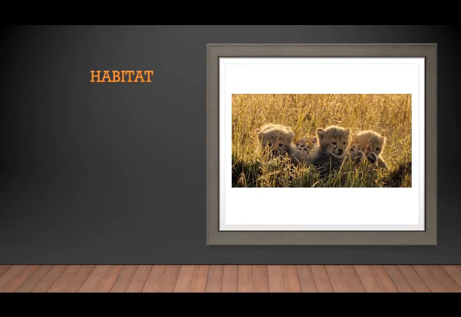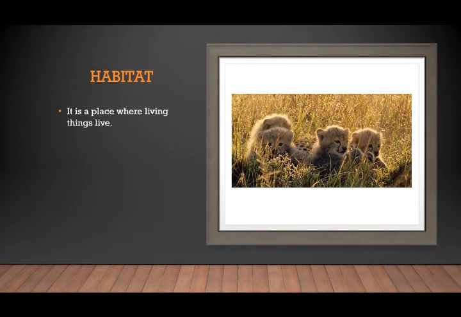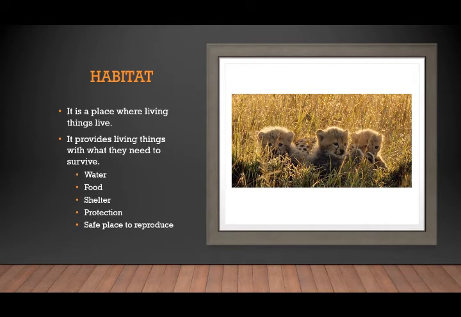We have just compared that habitats have different sizes. But what is actually a habitat? So we can say that habitat is a place where living things live. But of course, it's not just about the place, but the habitat should provide the living things with what they need to survive. What are these things? These are the water, the food, the shelter, protection, and even a safe place to reproduce.